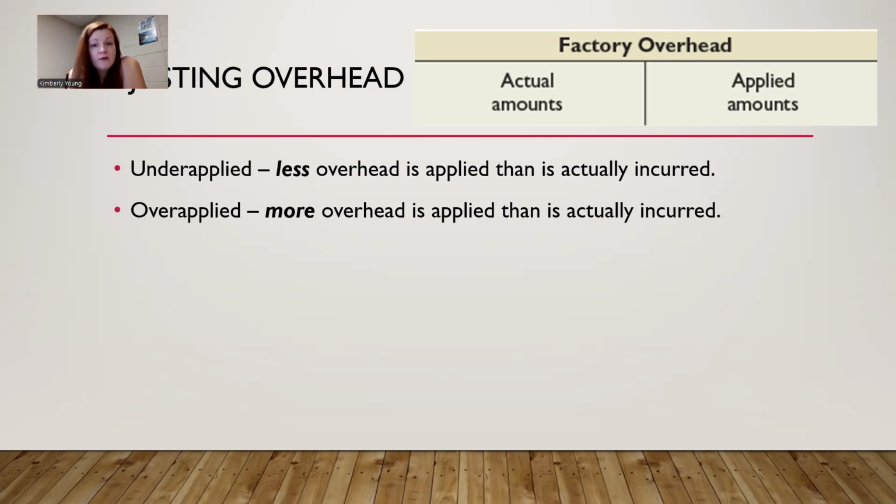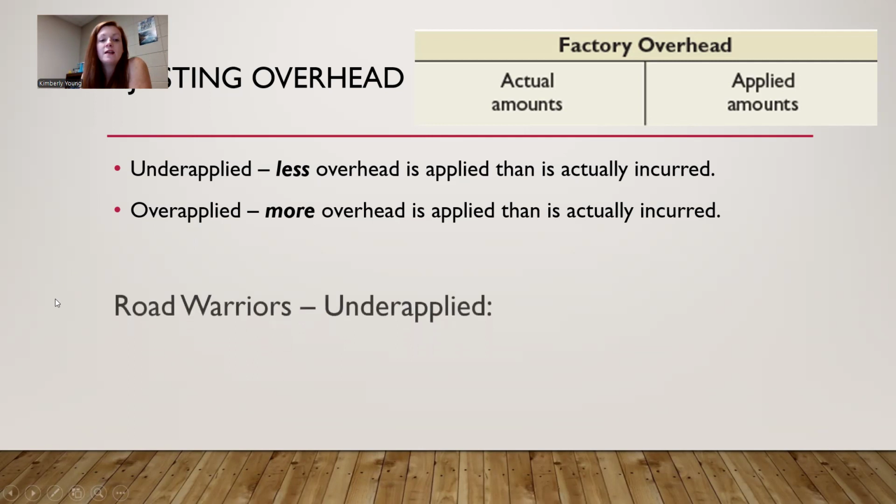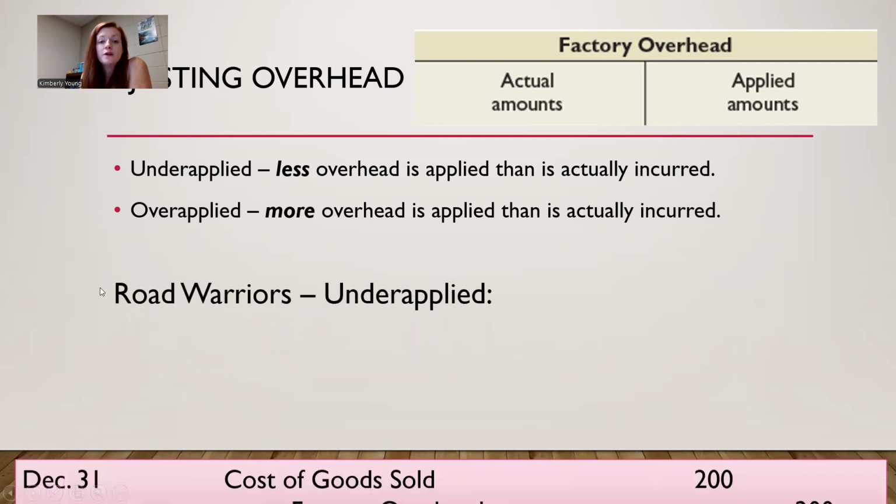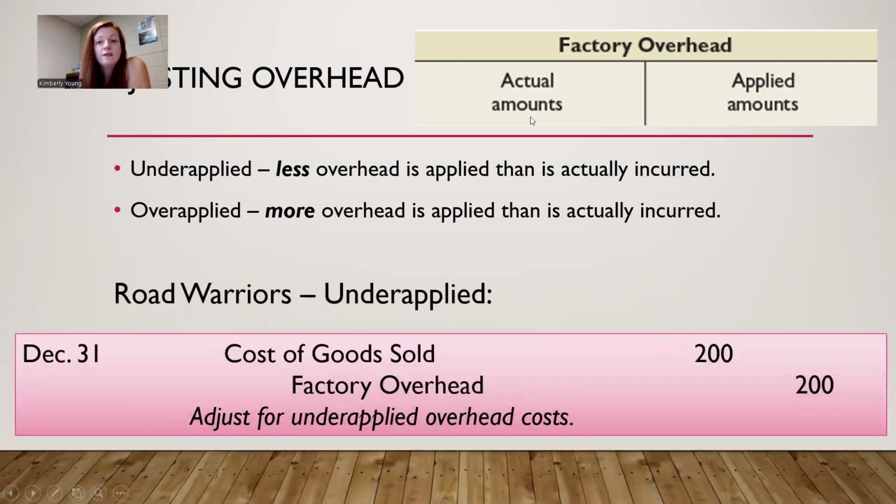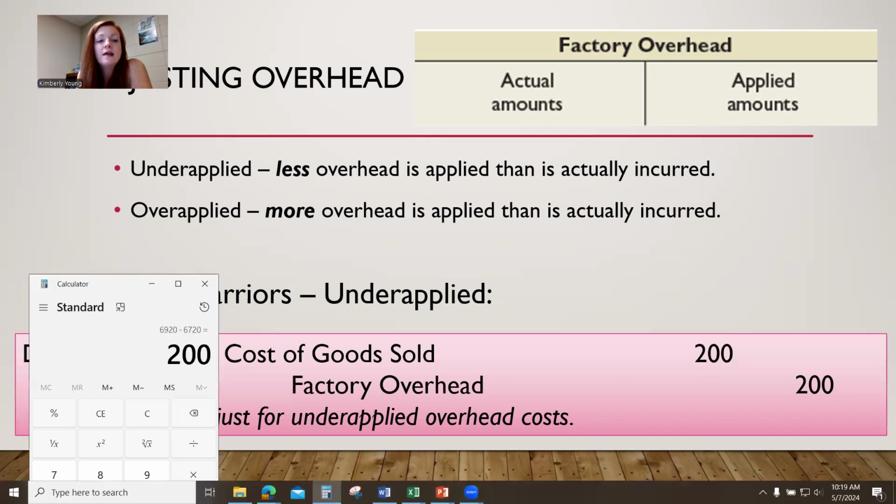It's overapplied if we actually estimated too much. We applied too much, and then the actuals come in and they're like, oh, it's actually less. That's the place you want to be, is figuring out that, oh, we actually did not apply enough. So for road warriors, they underapplied. Their actuals were more than their estimate. They underapplied by $200, just like we had calculated the 6,920 minus the 6,720.